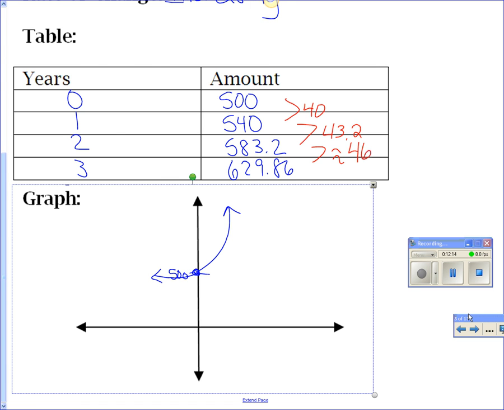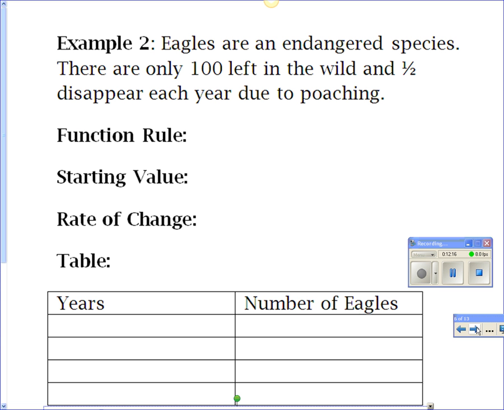Okay. All right, the next example. Eagles are an endangered species. There are only 100 left in the wild, and a half disappear each year due to poaching. What is my function rule? All right, so this one's exponential. We'll talk about why it is in a minute. So y equals, what do I put after the y equals? Good. Why am I putting 100? It's my starting value.